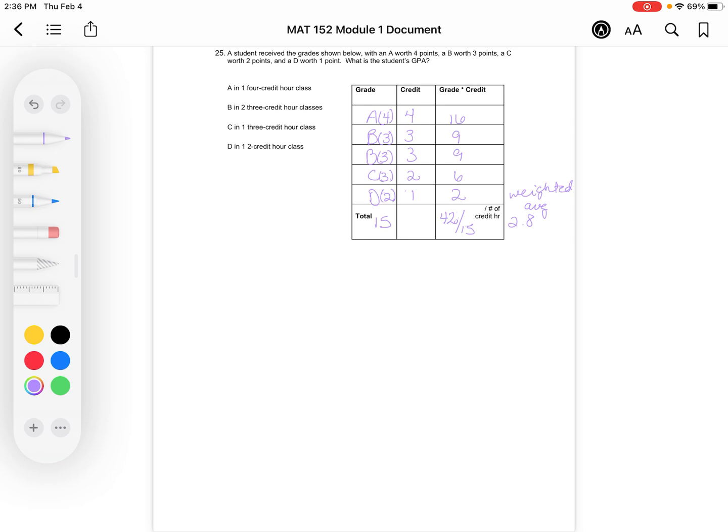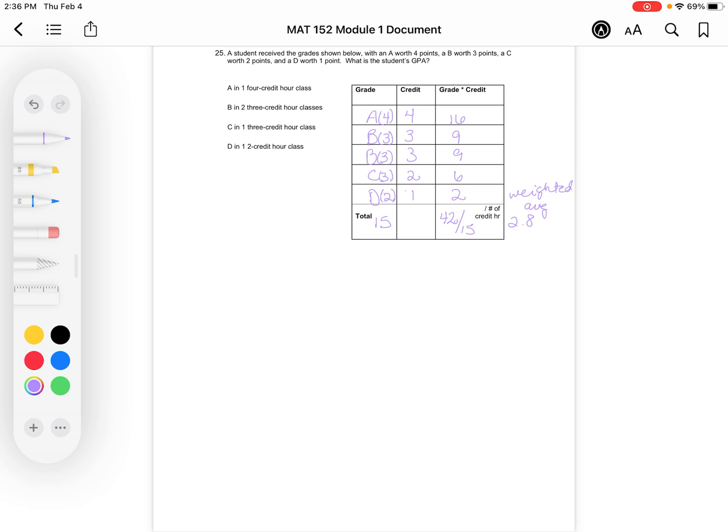So if you use your calculator to do this, you'll need to put your credits in list 1 and your credit hours in list 2, because that's what weights it, is the number of credit hours that it gives you. And you'll get the same thing for the weighted average.